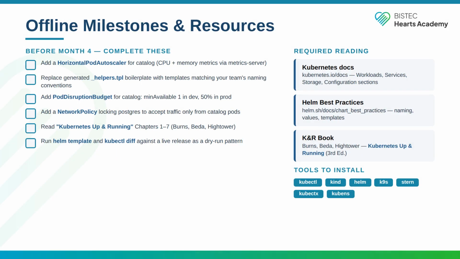6 milestones to complete before month 4. Add a horizontal pod autoscaler for catalog. It uses the metrics server already installed in the lab cluster to scale replicas up when CPU or memory exceeds a threshold. This is where Kubernetes moves from manually managed replica counts to self-managing infrastructure.